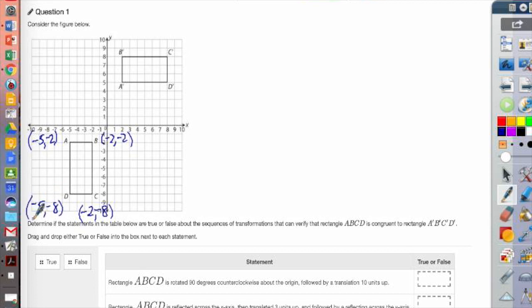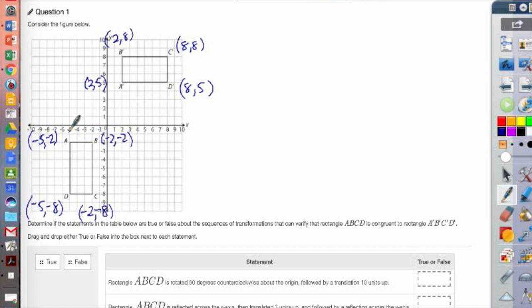We also have an image here. A prime is at 2, 5. B prime is at 2, 8. C prime is at 8, 8. And D prime is at 8, 5. We also need to look at the figures in terms of how long each side is so we can see if they're congruent or not.